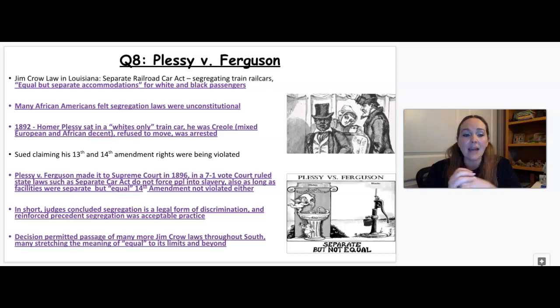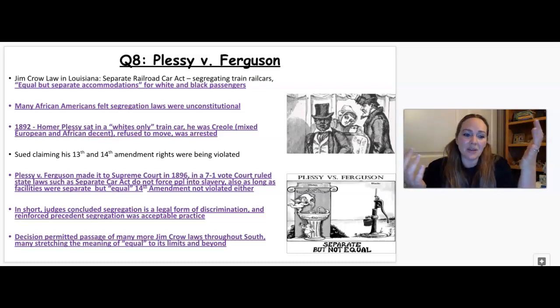That state laws that are Jim Crow laws, like the Separate Car Act, do not force people into slavery, okay? Just because we're having you sit in a separate car, we're not forcing you into slavery. So your 13th Amendment right is not being violated. Also, yes, the facilities in the train are separate, but they are equal. And therefore, your 14th Amendment right of equal protection of the law and equal rights as a citizen are not being violated. You're just being segregated out. So equal but separate is okay, says the U.S. Supreme Court at the time in 1896.